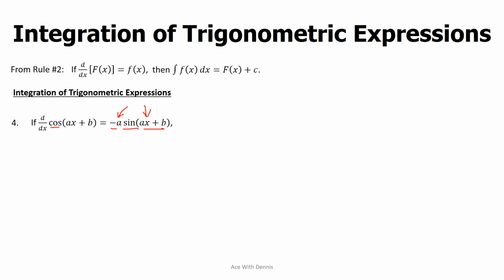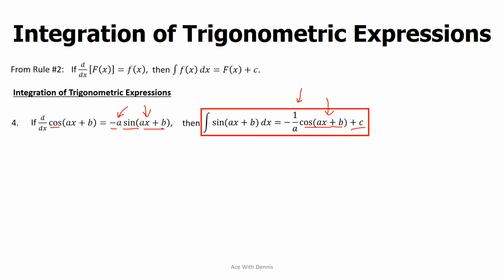Then we get an a at the front. Okay, so now can you tell me if I want to integrate sine ax plus b dx, what will be the answer? Okay, so the answer is pretty simple. So we integrate sine, we get negative cosine ax plus b. Followed by, we differentiate ax plus b, then we get a. It will be 1 over a, followed by plus c. Alright, so remember this equation.